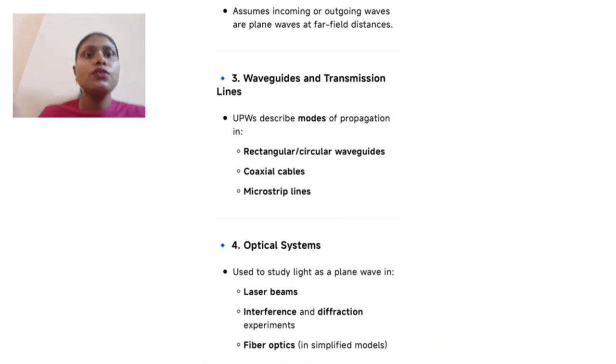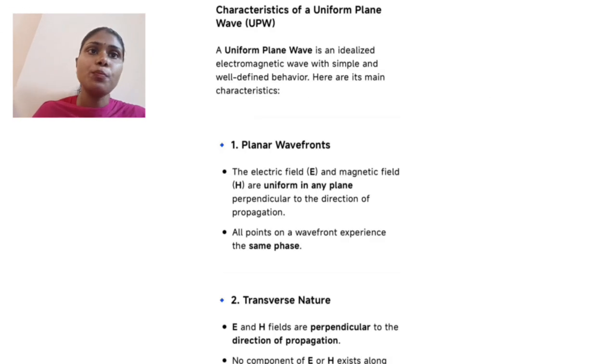So here are some more applications. Optical systems: used to study light as a plane wave, used for laser beams, used for interference and diffraction experiments, and fiber optics.